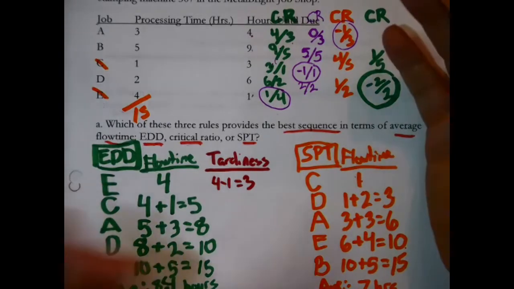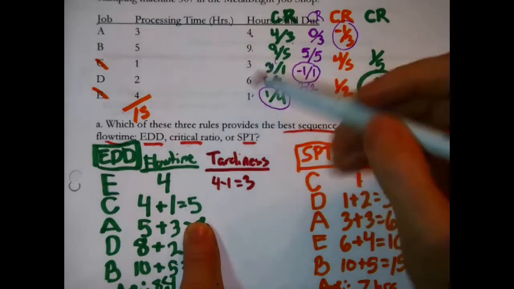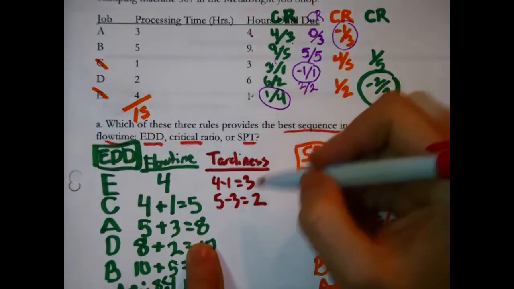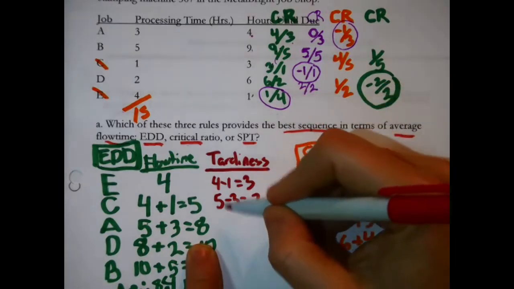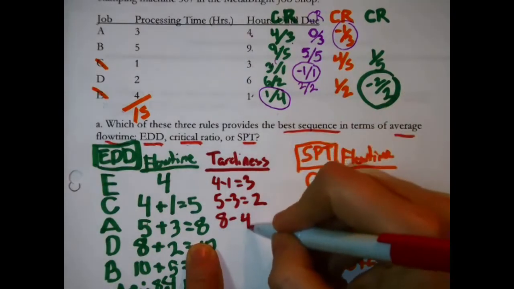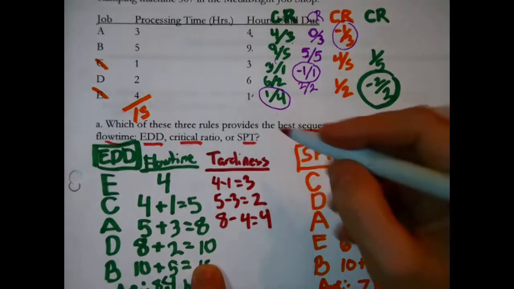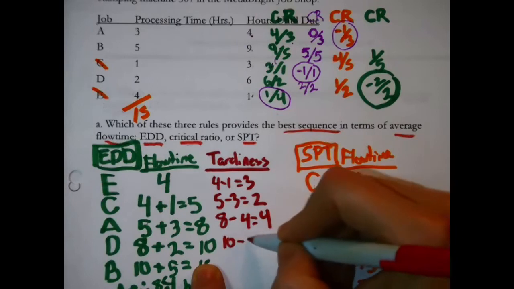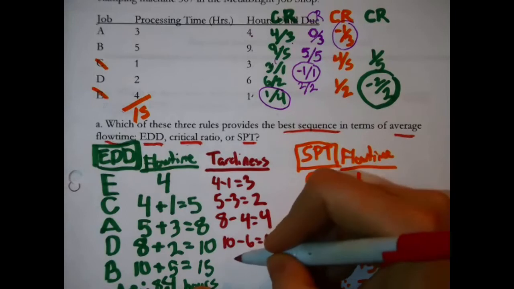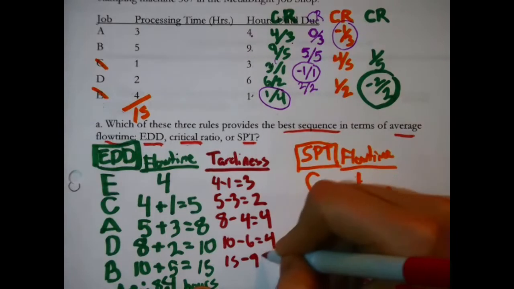In the case of C, it will be finished in 5 hours. I'm looking up the due date. It's 3 hours. 5 minus 3, it will be 2 hours tardy. In the case of A, it will be done in 8 hours. A was promised in 4. Boy, we are not making anyone happy here. It will be 4 hours tardy. In the case of D, it will be done in 10. D was promised in 6. 10 minus 6 equals another 4 hours late. And in the case of B, it will be done in 15, but it was promised in 9. So it will be 6 hours late.